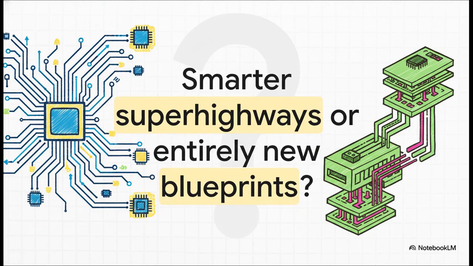Which, of course, leaves us with one final thought. As our devices demand more and more performance, and we cram more and more components onto a single piece of silicon, the challenge of managing all that data traffic just becomes immense. So, are we going to solve it by building even smarter, more complex bus matrices, these superhighways, or will we eventually need to throw out the rulebook and invent entirely new architectural blueprints to keep everything moving? The answer to that is going to define the next generation of all our technology.